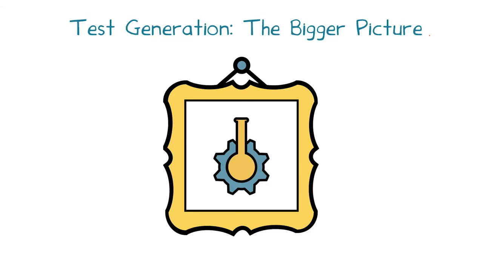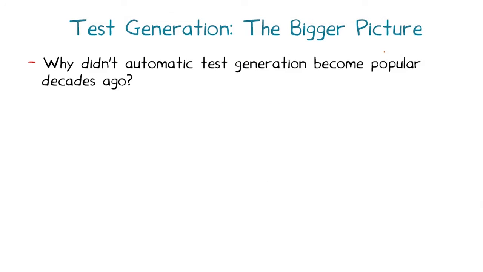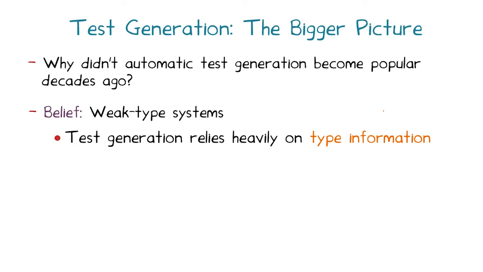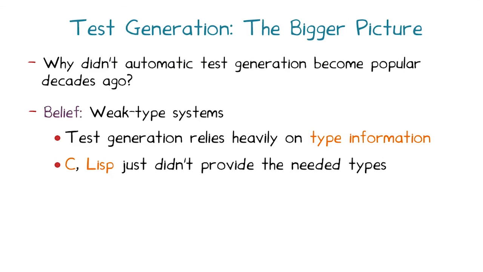In this lesson, you have learnt about 2 powerful test generation techniques in detail. Before we conclude, let's take a moment to step back and look at the bigger picture of test generation. One question that you may have considered in this lesson is, both Korat and Randoop were tools invented in the 2000s. But why didn't automatic test generation become popular decades ago? The most prominent reason for this delay is that earlier programming languages had weak type systems, whereas automated techniques rely heavily on type information. Earlier languages such as C and Lisp just did not provide the needed types.